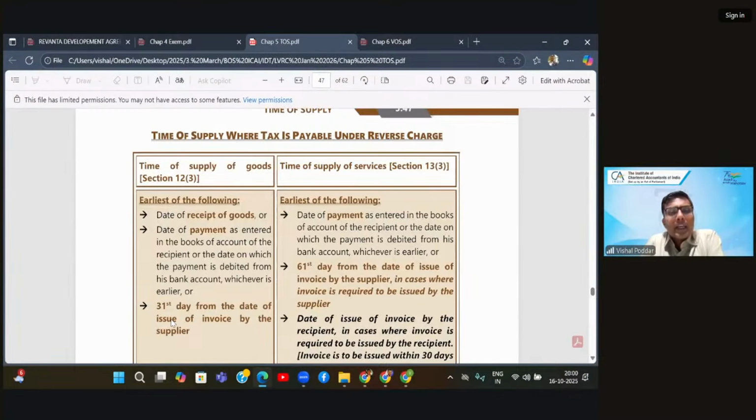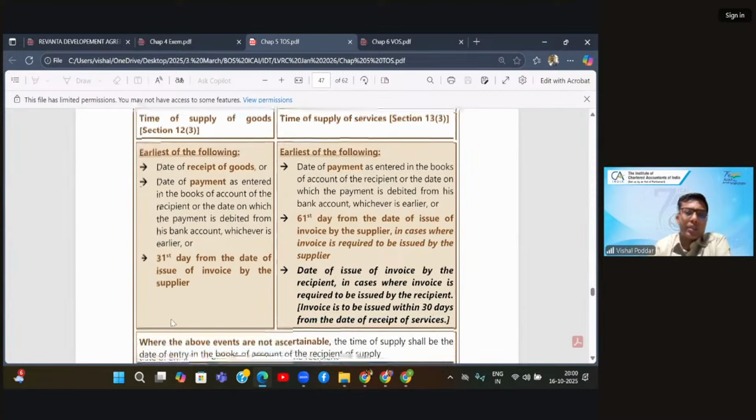Now we come to the second category of time of supply, which is for reverse charge transaction. Again, 12 for goods, 13 for service, 12(3) for goods, 13(3) for service. Now, what does 12(3) say? It says in case of reverse charge transaction for goods, the time of supply will be the earliest of the following 3 dates. First, the date on which I have received the goods.